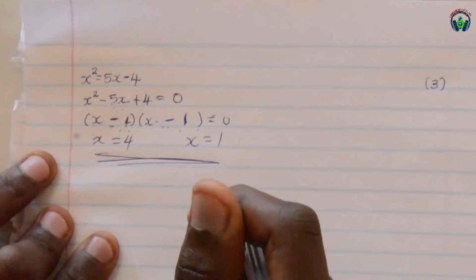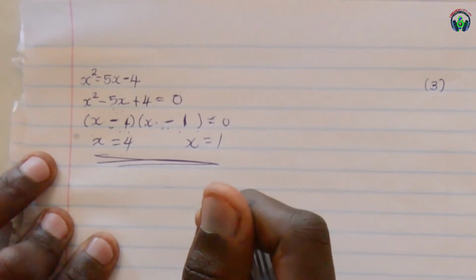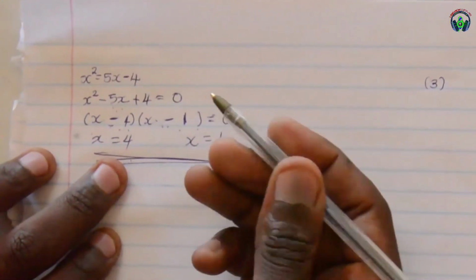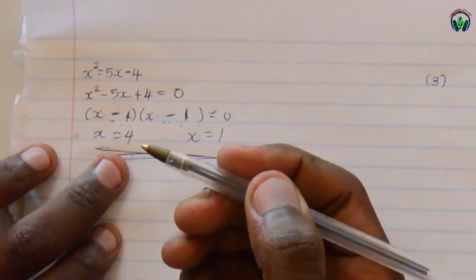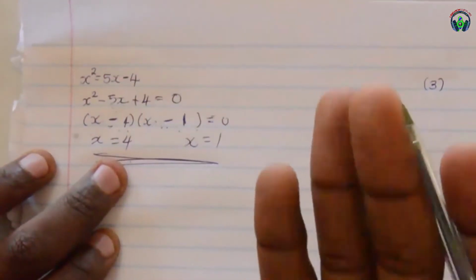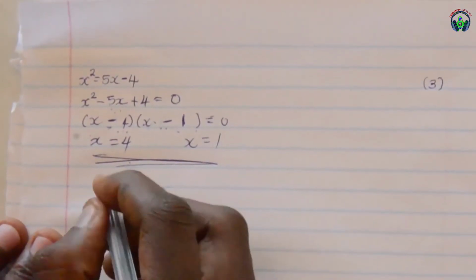Now in order for you to know if you truly have solved for x and your answer is correct, you can substitute whatever value of x you found back into the original equation. If it gives you numbers that are equal on both sides of the equal sign, then that means your x is correct. Let's do that.